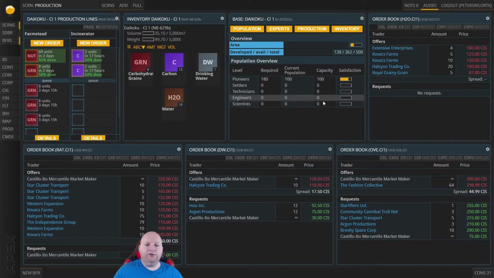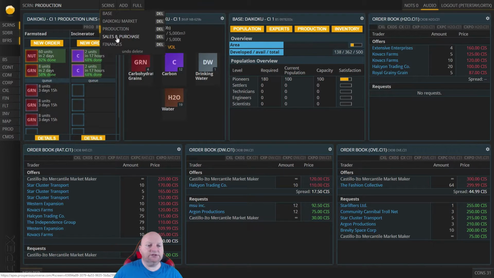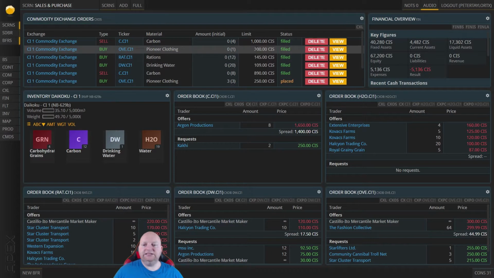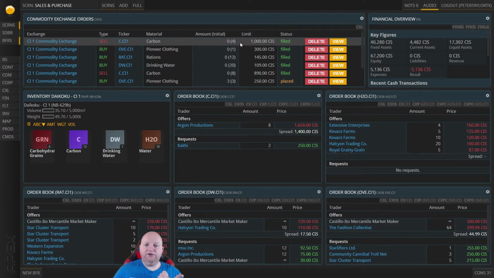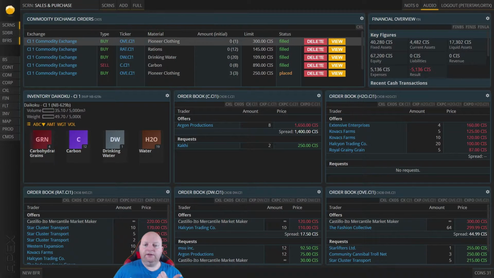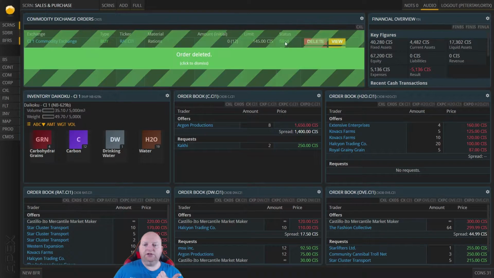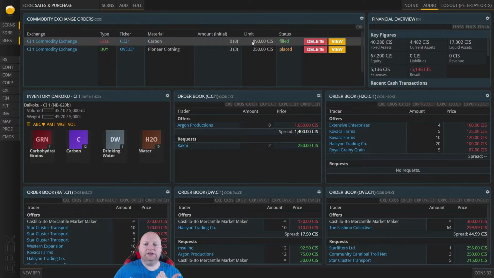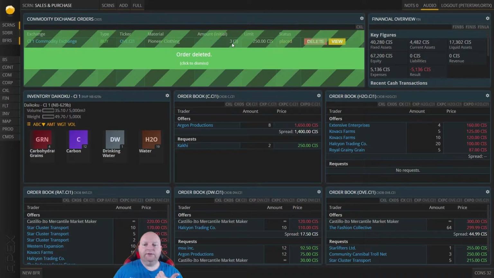So I want to go out and buy a whole bunch of stuff and sell some stuff. So let's go and deal with that right now. Go to our sales and purchase. And you can see some transactions I've done off camera. Off camera we sold 4 units of carbon. We bought some Pioneer clothing, some rations, and some drinking water. And we sold 8 units of carbon. So all that's been done.